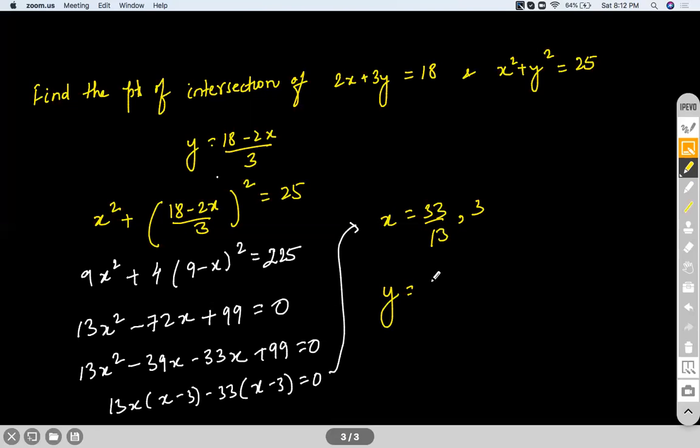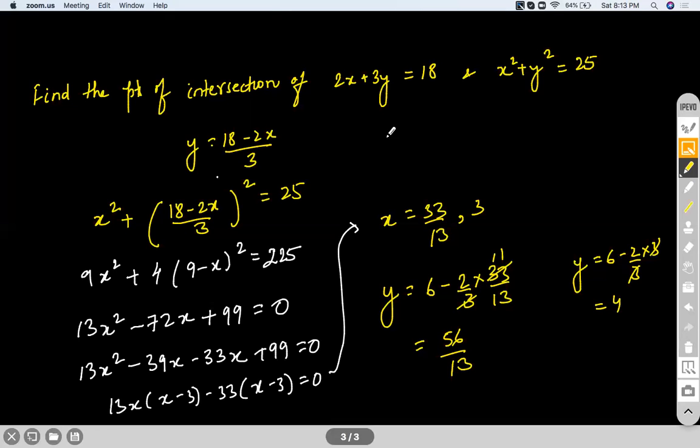Then substitute in that equation: 6 minus 2/3 of 33 by 13, which is 78 minus 22, 56 by 13. And when you put x as 3, it will be 6 minus 2 by 3 into 3. That's going to be 4. So the point of intersection will be 33 by 13, comma.